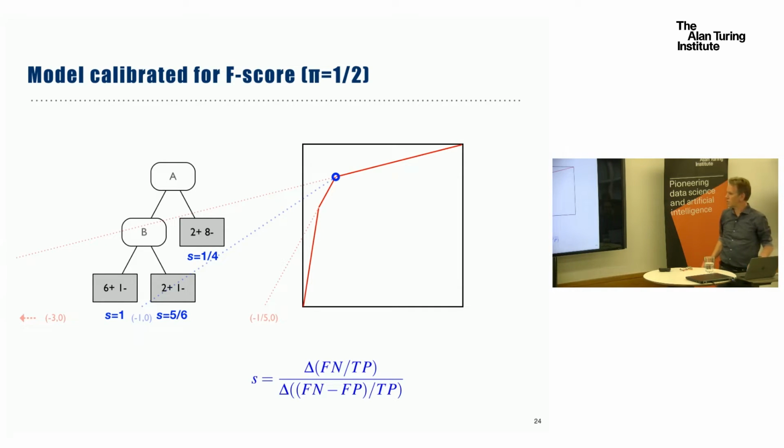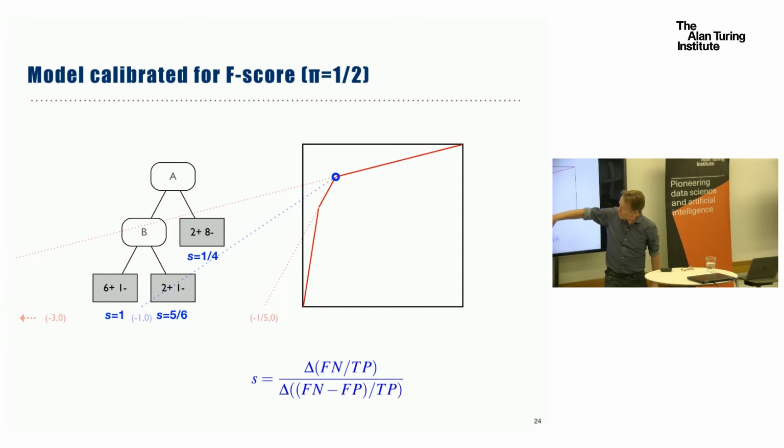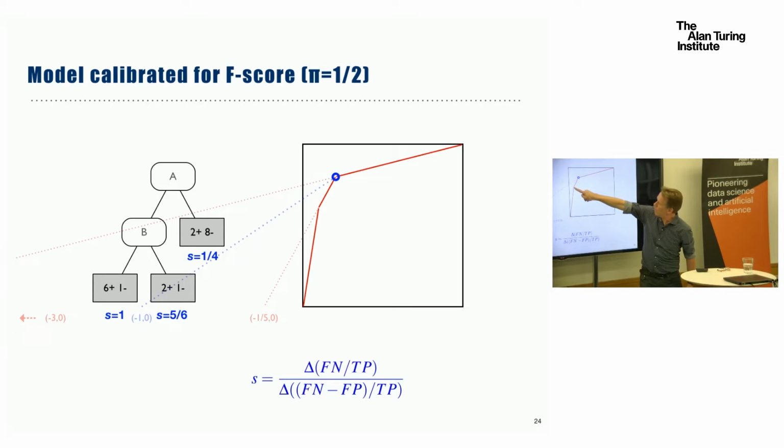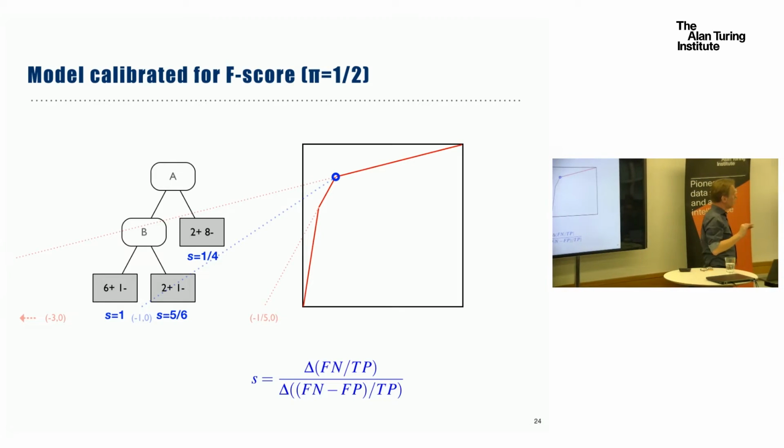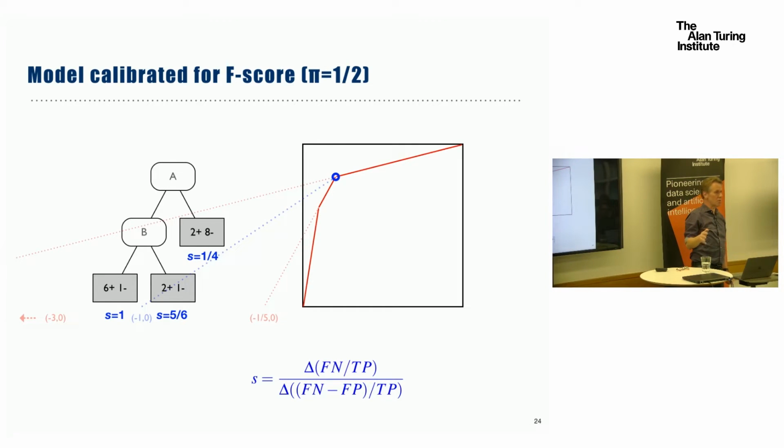Again, I don't have time to go through the details, but essentially, a score calibrated for F measure looks like this. I take a difference of this ratio in one point and this ratio in the other point, and then I take a difference of this ratio as well. And that will give me my calibrated score. This is not obvious at all. I'm very happy to talk about how we got to this result.